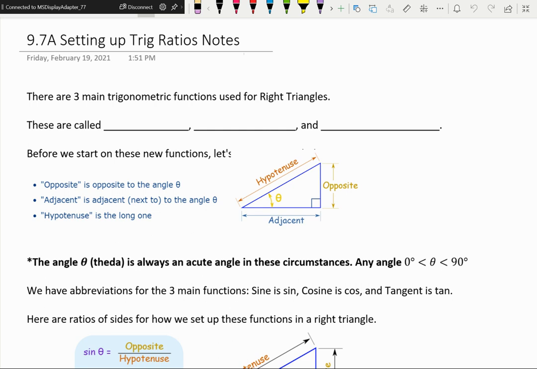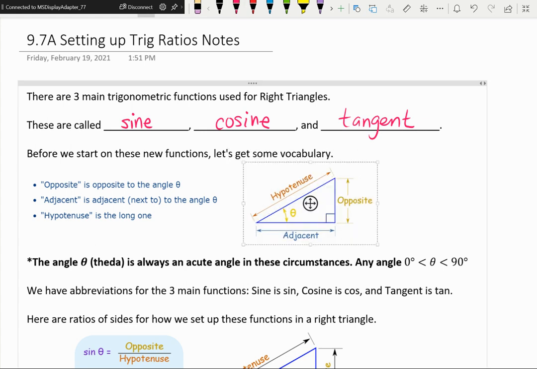There are three main trigonometric functions used for right triangles. They are called sine, cosine, and tangent. Sine, cosine, and tangent. New words for you, most likely. All right. We're going to start off with going over some vocabulary.